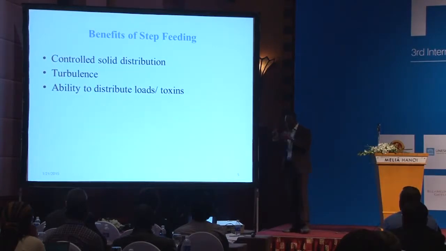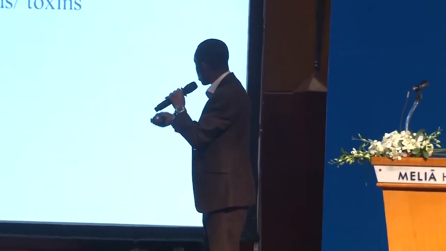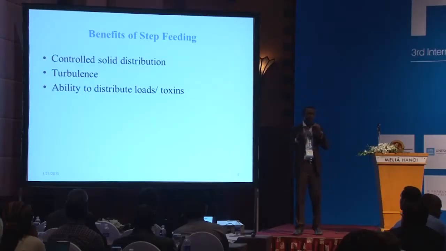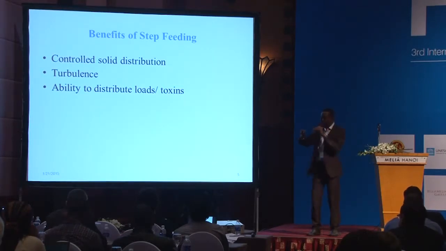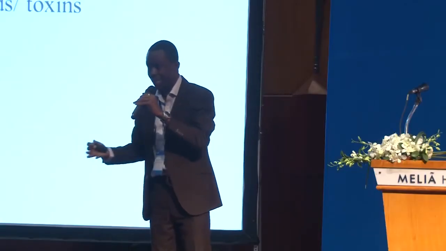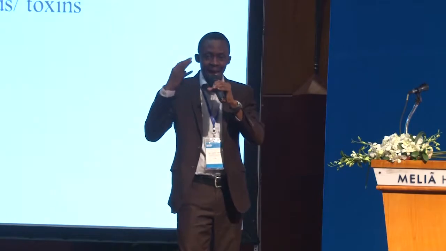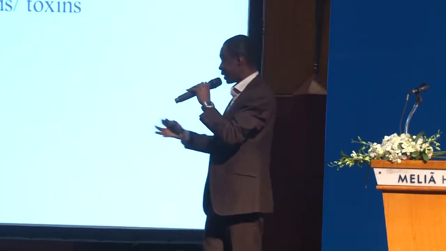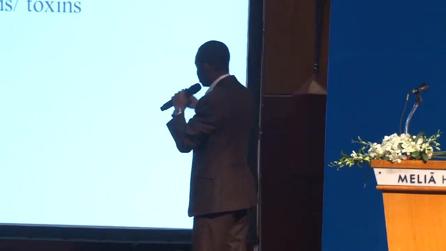In step feeding, one very important advantage is the ability to distribute load or toxins in the digesters. What do I mean by this? When you have a system where you have a high toxic load being fed into the system, such as ours, it all goes into the first digester or the first fermenter. What happens is that the first digester can crash due to the high toxic load that is distributed to it.